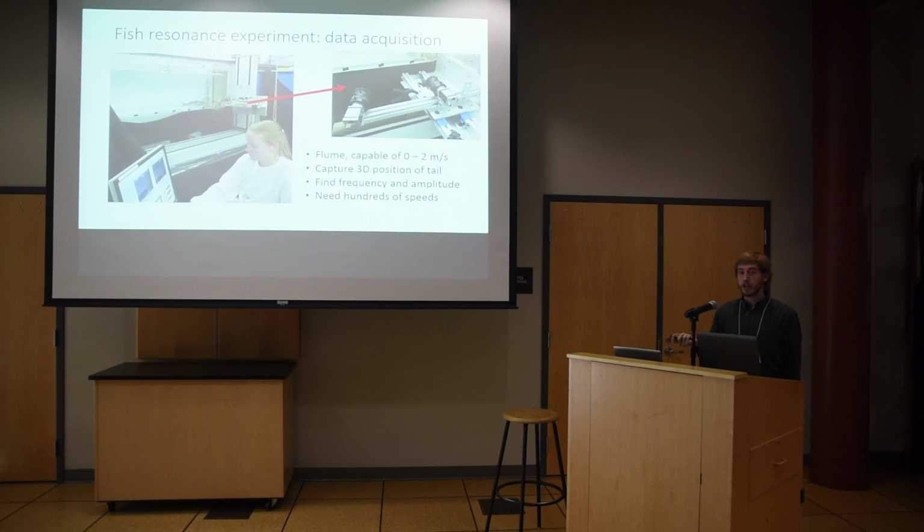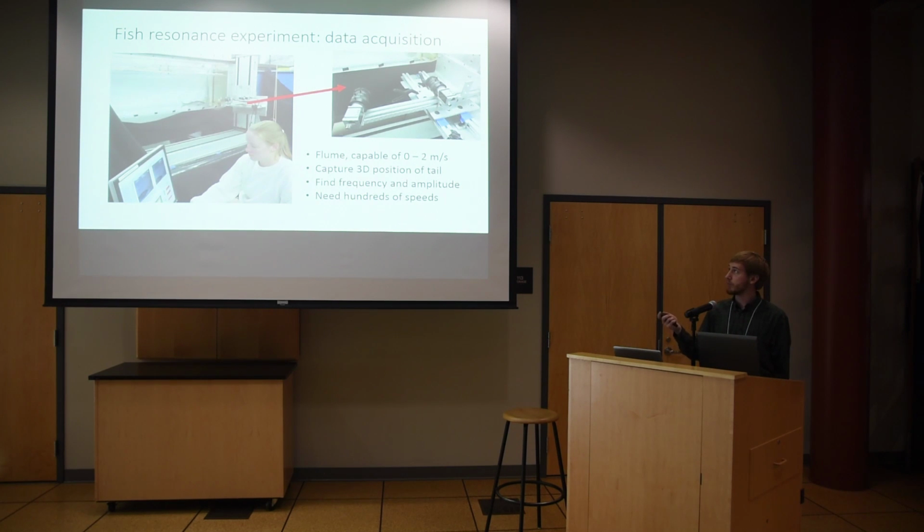So how we collected this data is, I believe, the same flume that Abby had her panel in. As seen here, it's this treadmill or wind tunnel for the fish to swim in. The water is pushed through at certain speeds. It's capable of speeds from 0 to 2 meters per second.